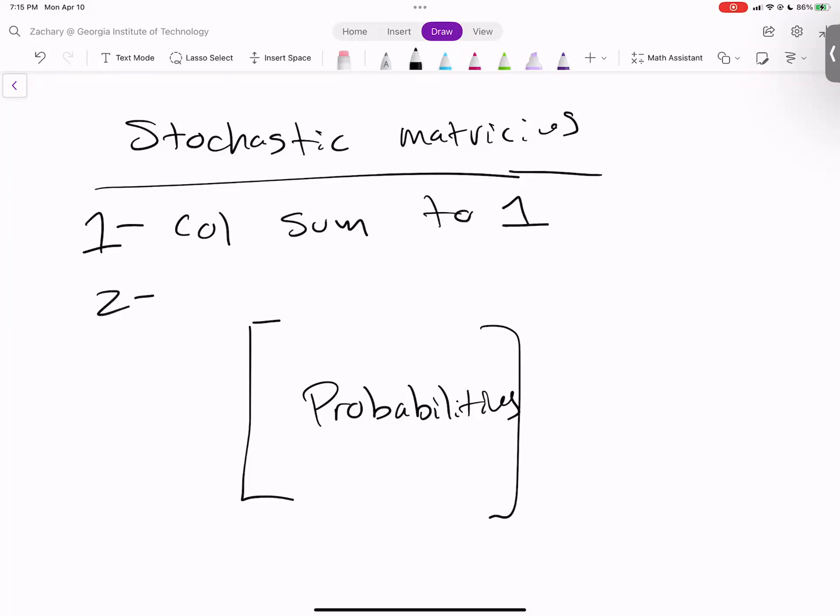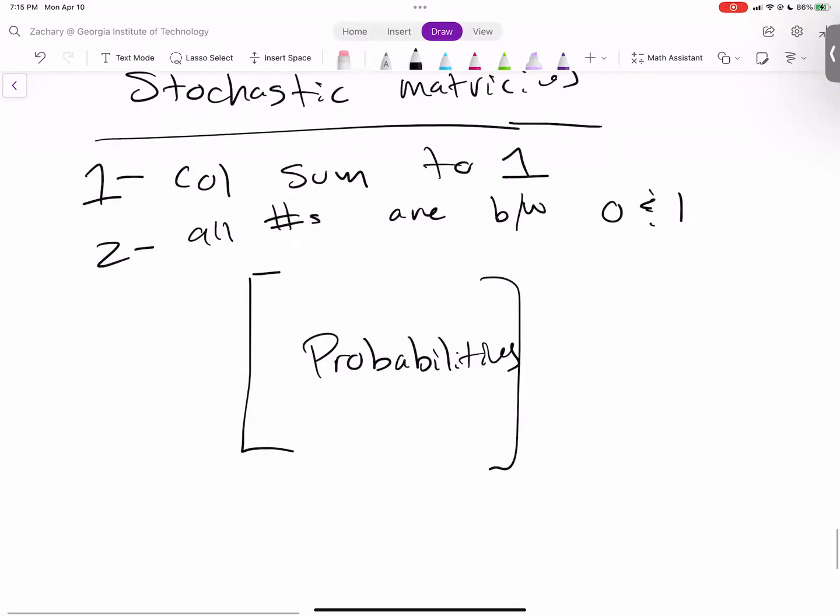Can I have any values greater than 1 or less than 0? Can you have a percent that's less than 0? Can you have a fraction that's greater than 1 in a probability context? No. All numbers are between 0 and 1.